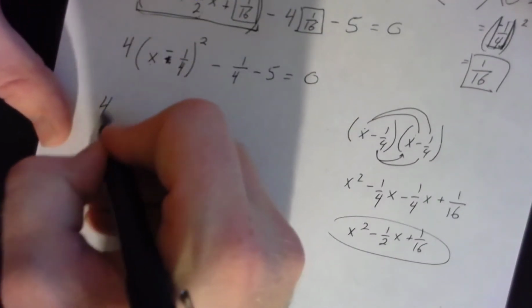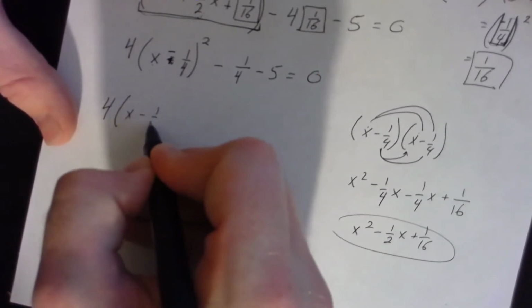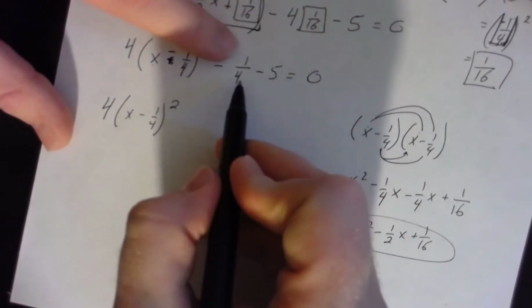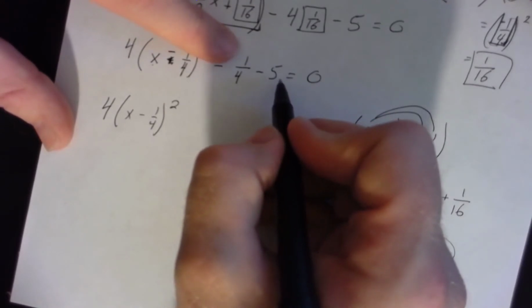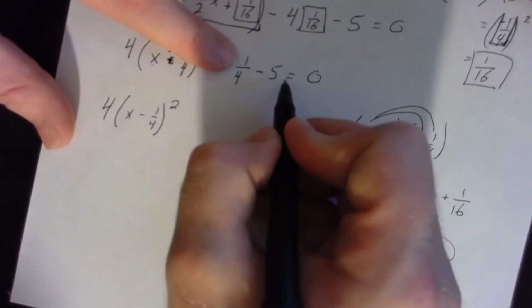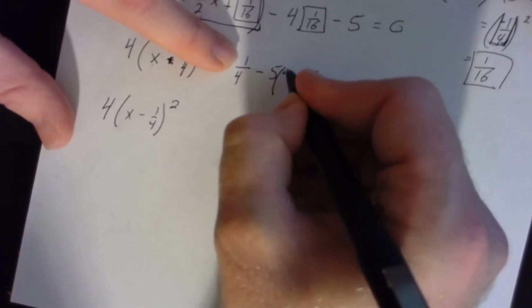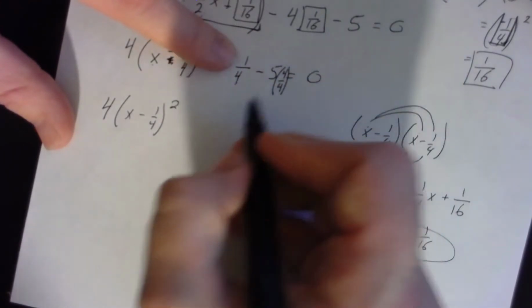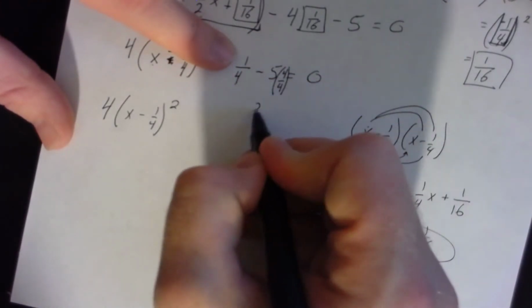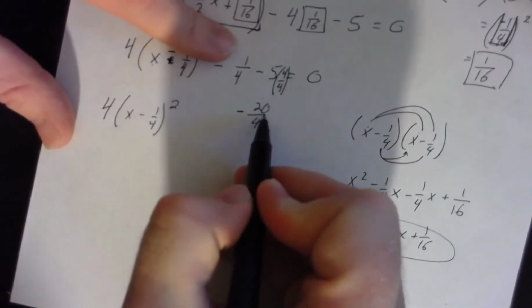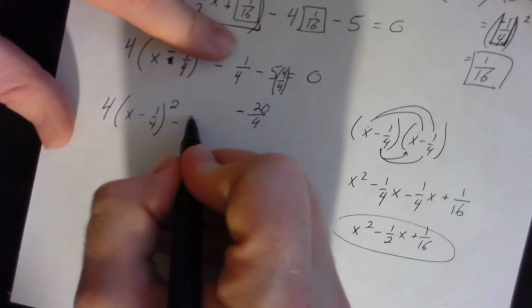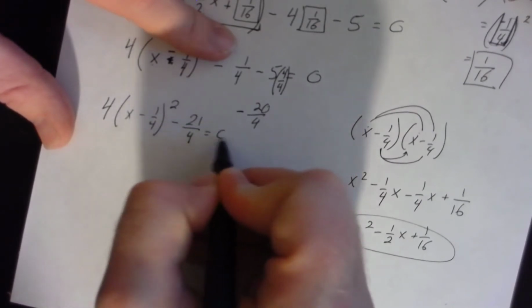So this provides us now with 4x minus 1/4, squared, and then this right here, which I'm going to go ahead and find myself a common denominator between, the common denominator being 4. So I multiply this one by 4 over 4, providing me with 20 over 4. And don't forget that it's a negative. So I have negative 1/4 minus 20/4, which is a negative 21 over 4 equals 0.